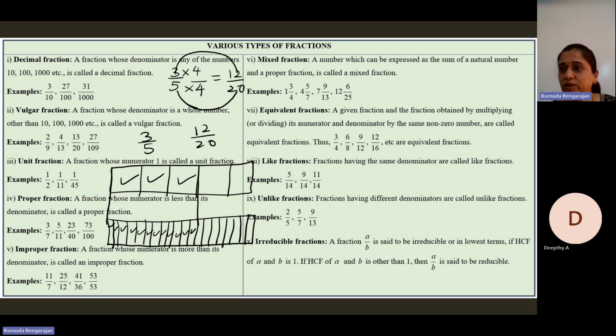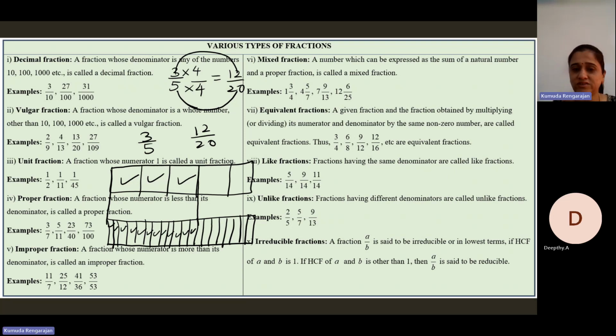How did we get 12 by 20? By multiplying the numerator and denominator of 3 by 5 by the same number 4. You should not multiply by 0. You can multiply by any non-zero number. So you get a new fraction, and now these two are equivalent fractions. This is the explanation.